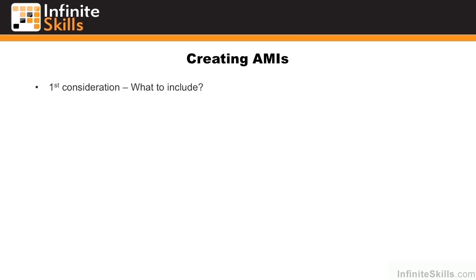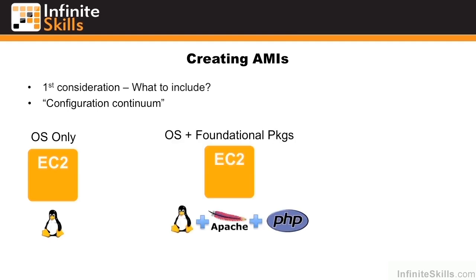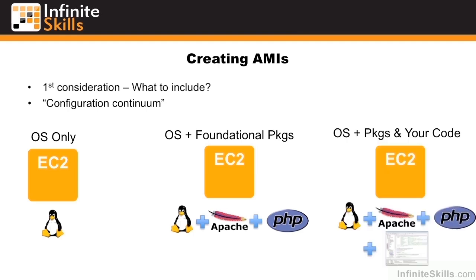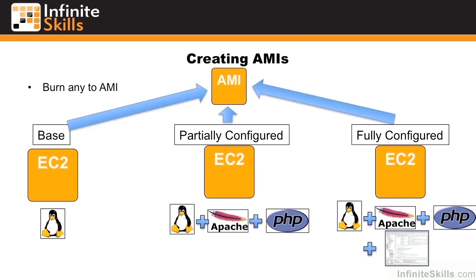When you're creating AMIs, the first consideration is what to include. You're going to fall somewhere along what we call a configuration continuum. At one end of the continuum, you have the OS only. This is basically the same as the base AMI from Amazon. Here in the middle, we've additionally installed Apache and PHP, or some foundational packages, into this EC2 instance. And over here on the far right, we have all the above, plus potentially some of your code. These are what are known as base, partially configured, and fully configured AMIs. You can burn any of these to an AMI.